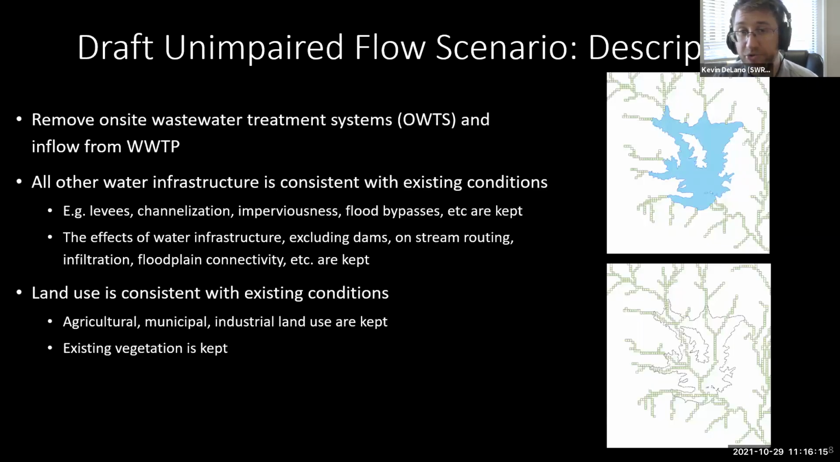We remove water contributions from the wastewater treatment plant, from septic tanks, and all other sources, and otherwise the physical character of the watershed remains the same. So anything like levees, channelization, imperviousness, paved city streets and things like that, all of that is kept to represent how water runs off into sewers versus infiltrates into the groundwater aquifer system. Land use is kept with existing conditions.